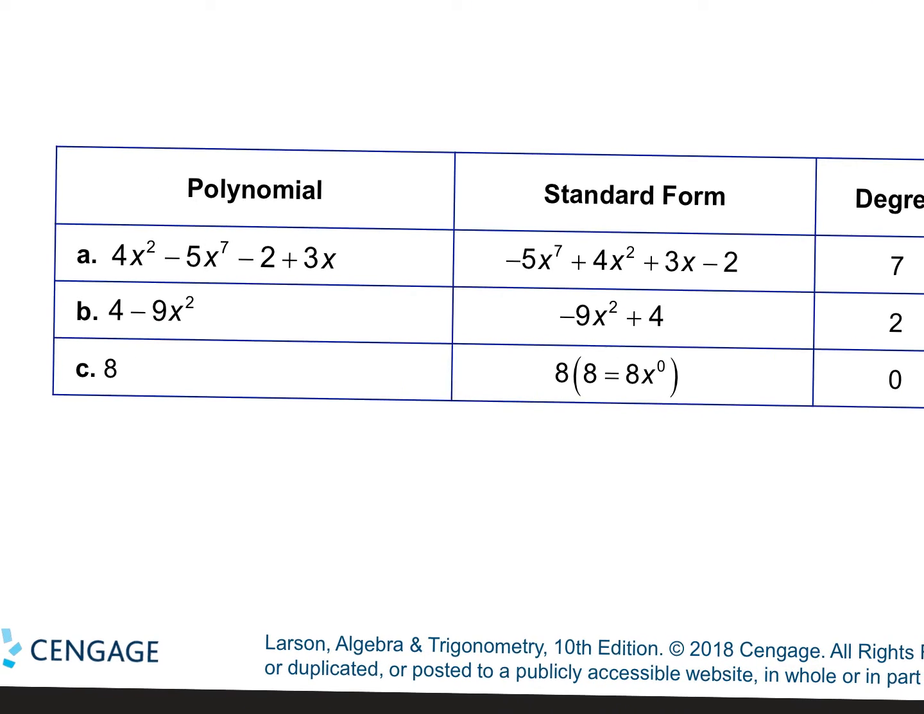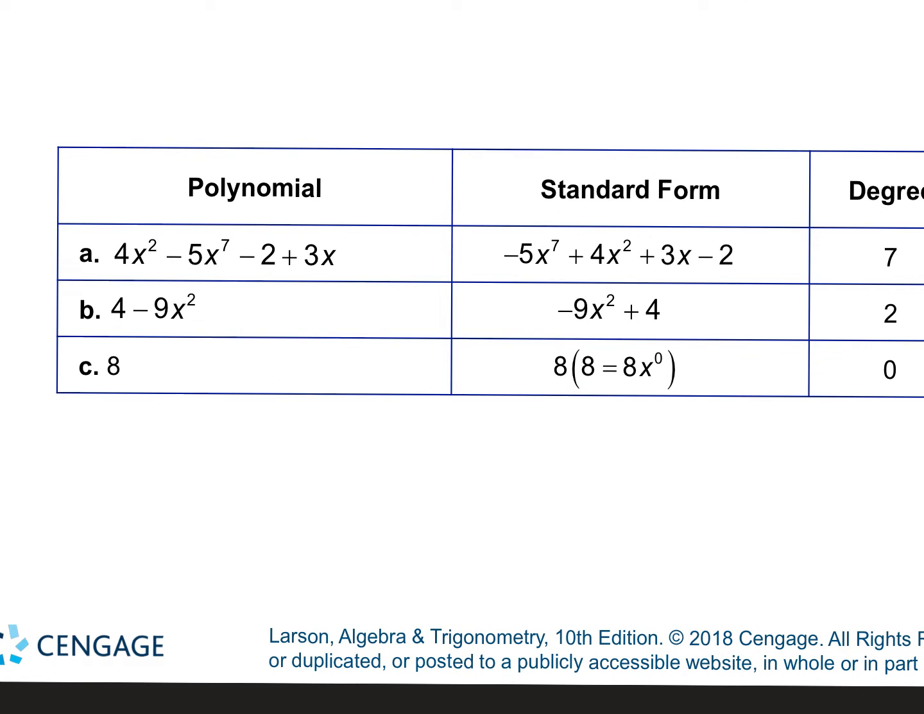This first polynomial has 4 terms. If you guys notice, terms are separated by plus and minus signs. So the 4 terms in this expression are 4x squared is the first one. The second one is negative 5x to the 7th. The third is negative 2, and the fourth term is 3x.